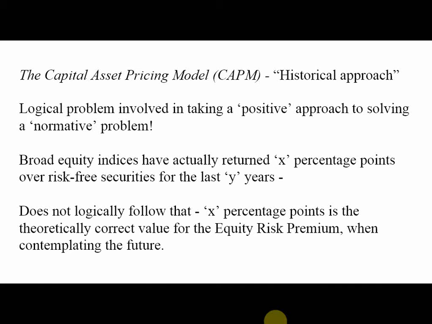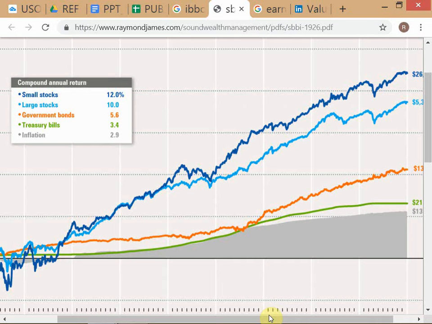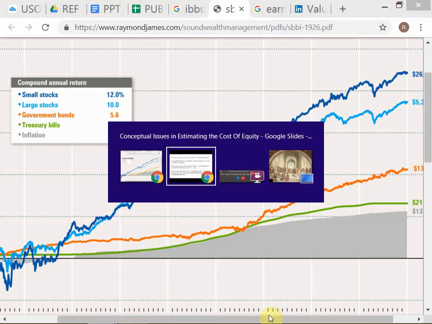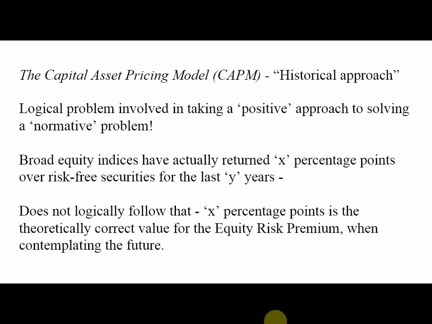Okay, so the problem here is, if you go back to this chart, just because equities have outperformed over this historical period, and again, the outperformance will change if you change the period. Okay, if you change the period, the outperformance numbers will change. Just because they have outperformed by, let's say, about 6% or 5.5%, that does not mean that 5.5% is the theoretically correct value for the equity risk premium when you're looking forward. Okay, this does not logically follow.